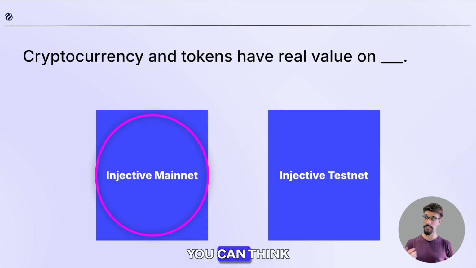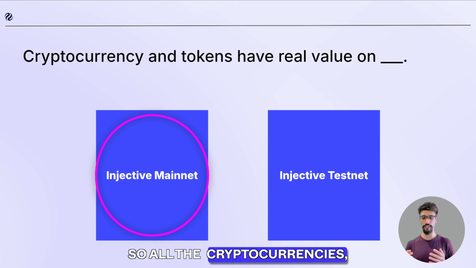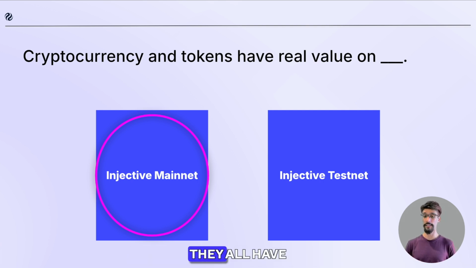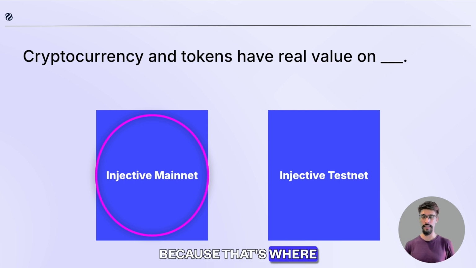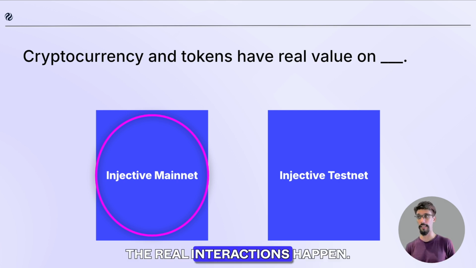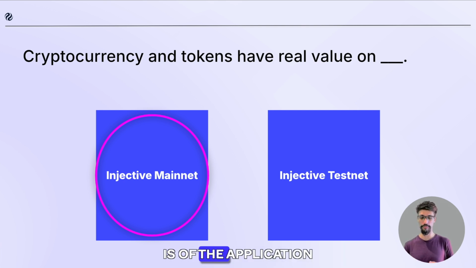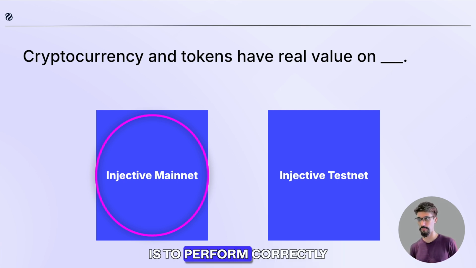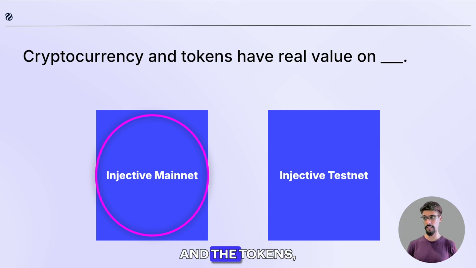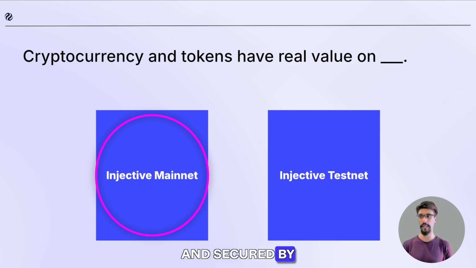So mainnet, you can think of it as production. All the cryptocurrencies, tokens, etc., they all have real value there because that's where the real interactions happen. That's where the expectation is for the application to perform correctly and the tokens, currencies, etc., to work. And they're validated and secured by the blockchain network.